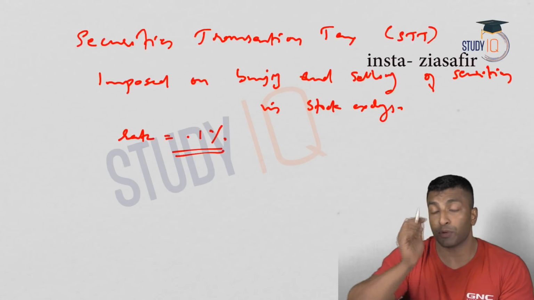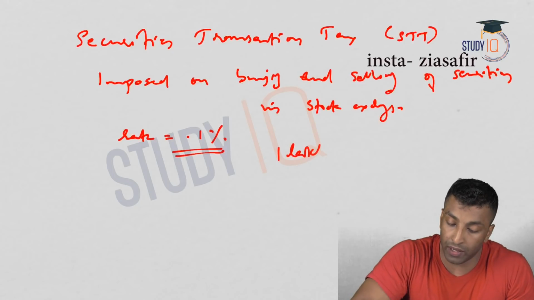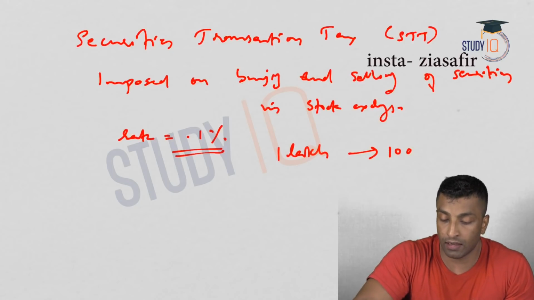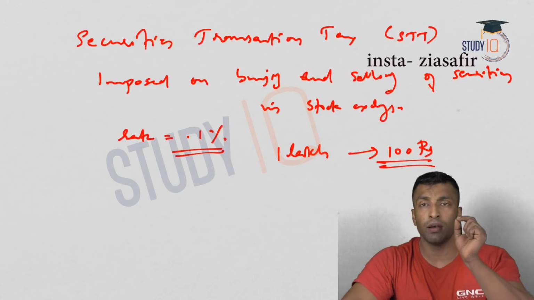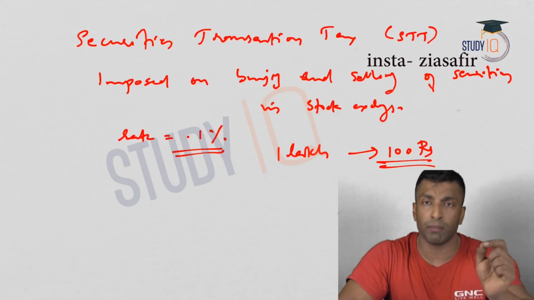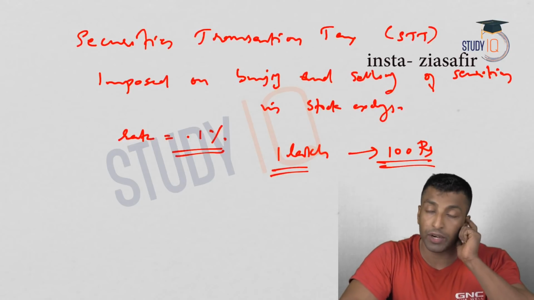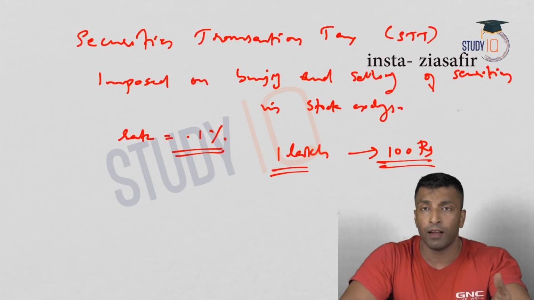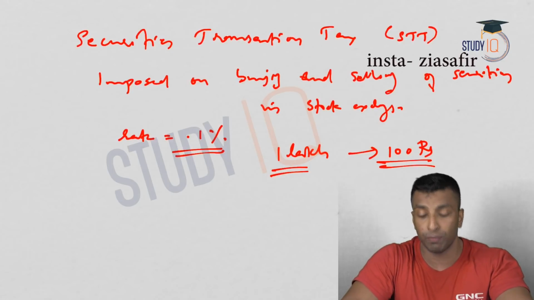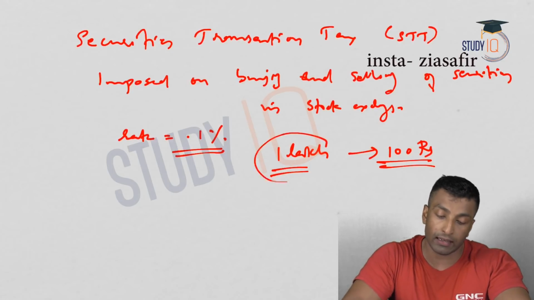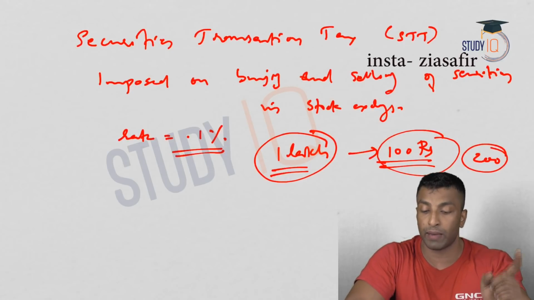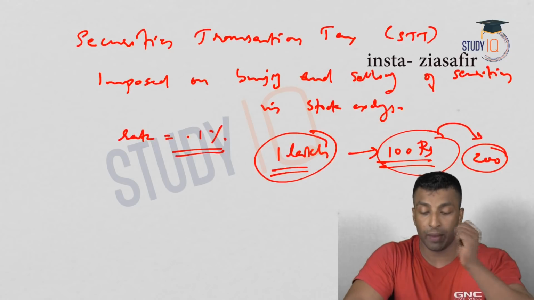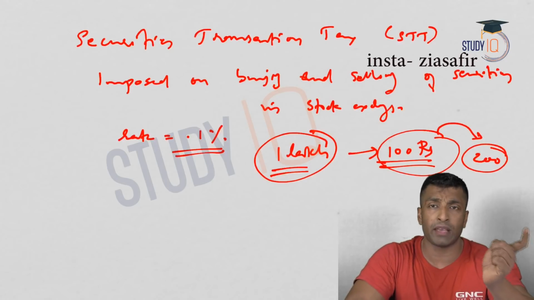Let's suppose you are buying shares worth 1 lakh rupees. So you will be taxed 100 rupees, both from buyer and seller. So 0.1% from the seller and from the buyer. 1 lakh means 100 rupees you need to pay as tax at the time of buying, and at the time of selling the seller also has to pay the tax. So if a 1 lakh transaction is done, the tax collected is 200 from the buyer and seller together.